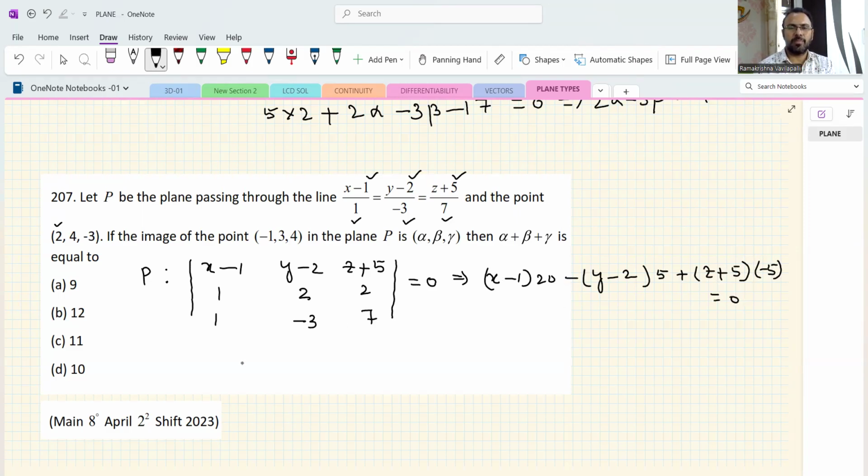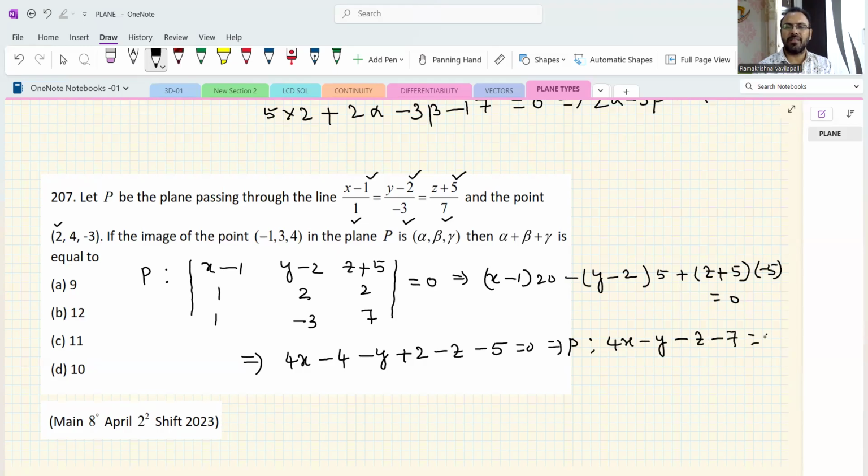All right, so you can cancel by 5. You will get 4x minus 4 minus y plus 2 minus z minus 5 equal to 0. The plane equation we obtain is 4x minus y minus z minus 7 equal to 0. Let us verify whether this plane is correct or not. Substitute (2, 4, minus 3). You will get 8 minus 4, 4, 4 plus 3, 7. Yes, the plane is correct.